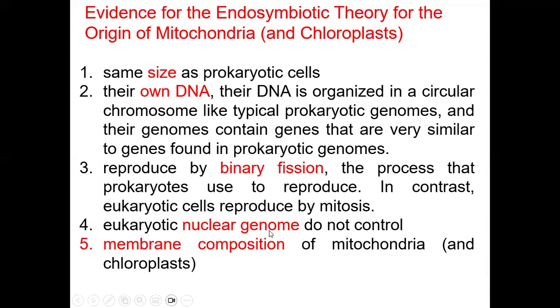Finally, the eukaryotic nuclear genome does not control any membrane composition of the mitochondrial and the chloroplast organelles. So this actually suggests the origin of mitochondria and chloroplast in eukaryotic cells might have taken place by endosymbiosis.